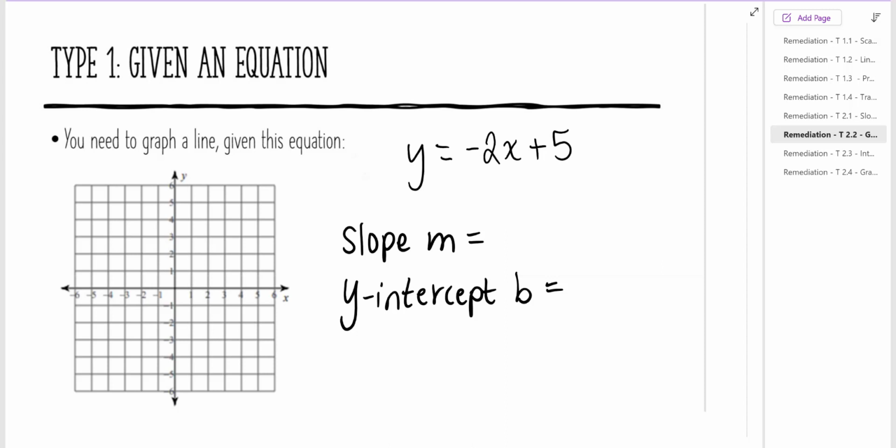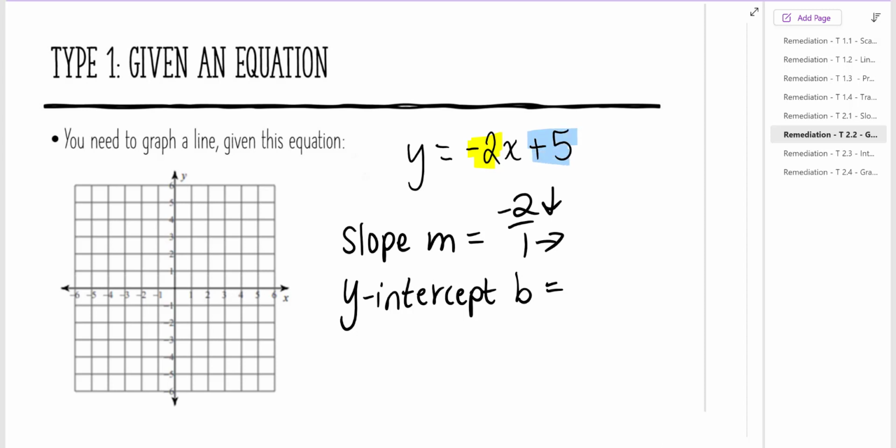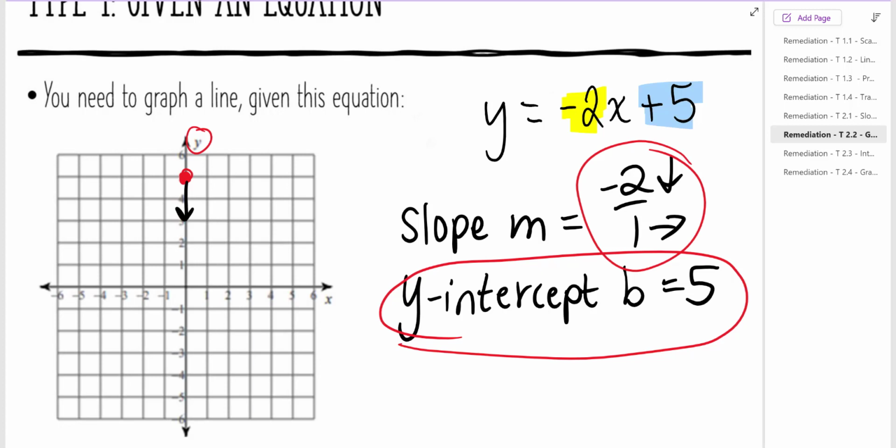Okay, for practice problem number 1, slope is negative 2 over 1. Okay, so it's down 2, right 1. Y-intercept is positive 5. The y-intercept is your first point. So ese es tu primer punto. So it'd be at 5. Then I'm going to use slope. I'm going to go down 2. And then right 1. Abajo 2, derecho 1. There's my other point.